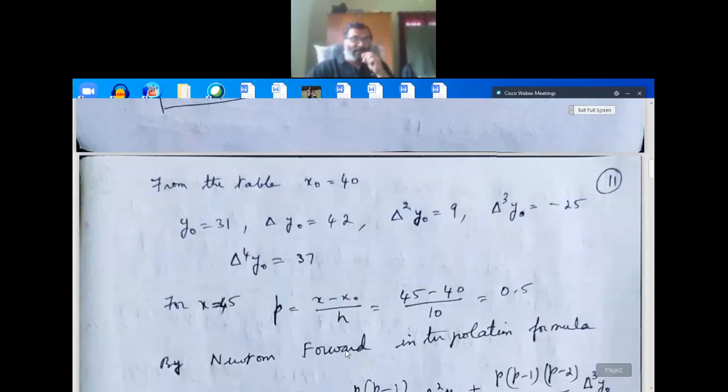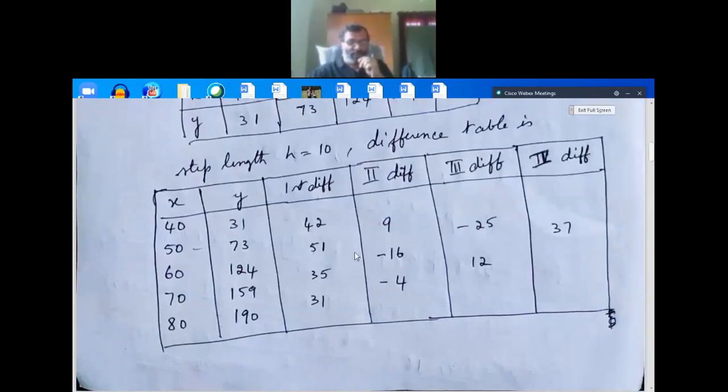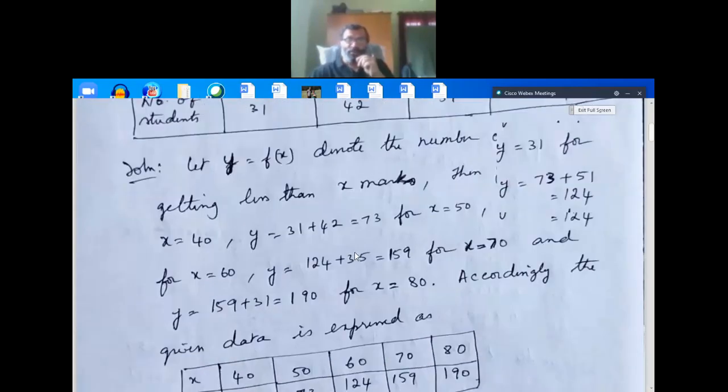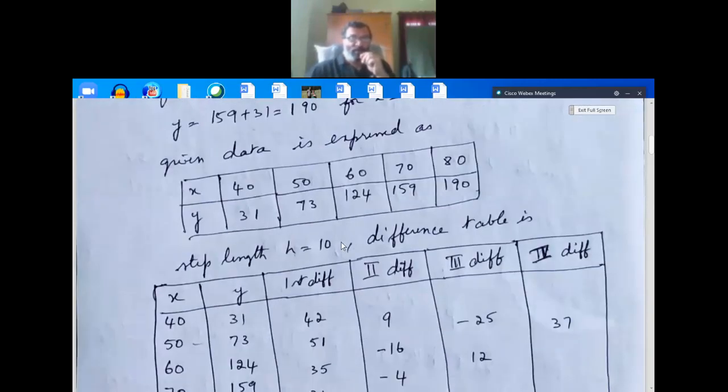Now for x equals 45. Why x equals 45? Because in the question they have given here, see, less than 45 marks. So x equals 45 means f of x is the number of students getting less than 45 marks, because let y equal f of x denote the number of students getting less than x marks. Okay, now we find p.